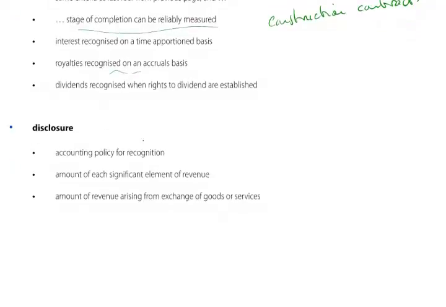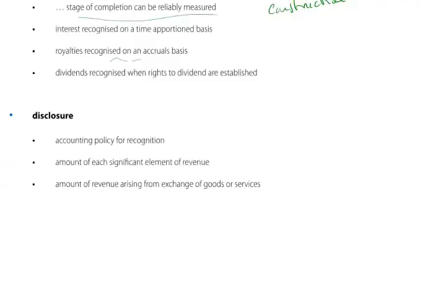Disclosure for revenue: the accounting policy for recognition, the amount of each significant element of revenue, and the amount of revenue arising from exchange of goods or services.